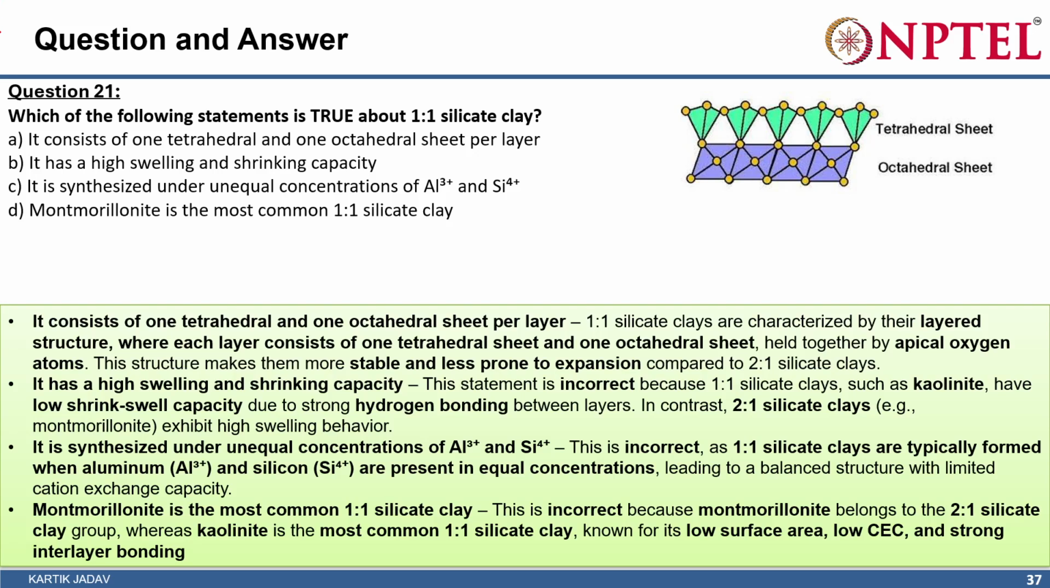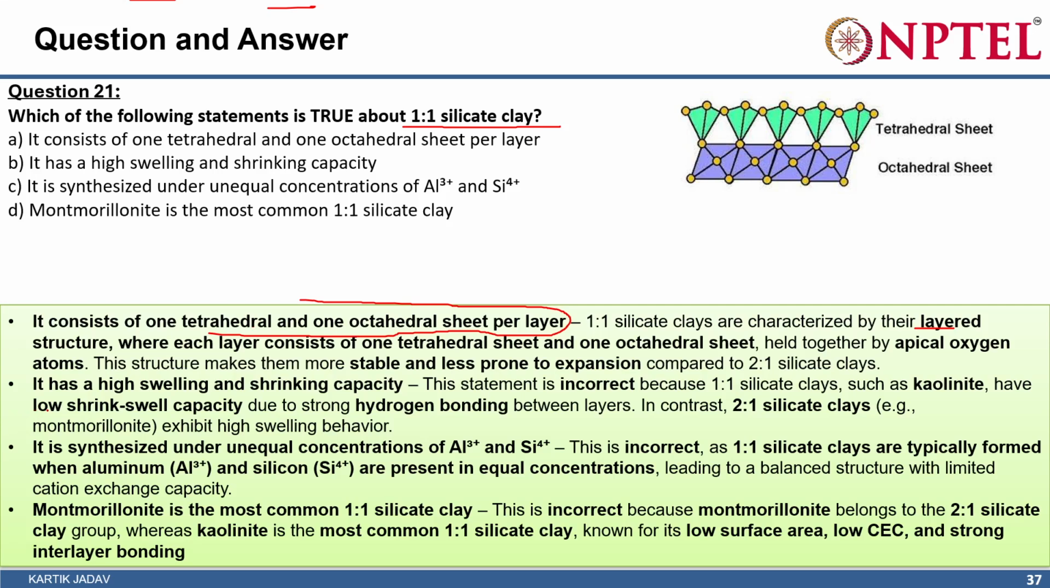Question number 21. Which of the following statements is true about 1:1 silicate clay? So it consists of one tetrahedral and one octahedral sheet per layer. We know that. And 1:1 silicate clays are characterized by their layered structure where each layer consists of one tetrahedral and one octahedral sheet.